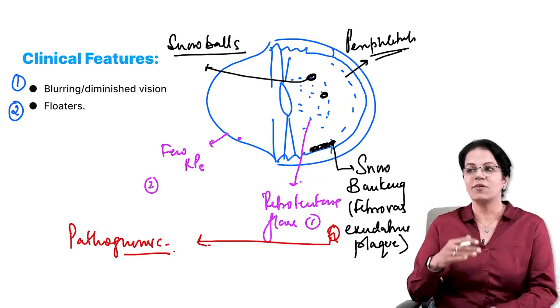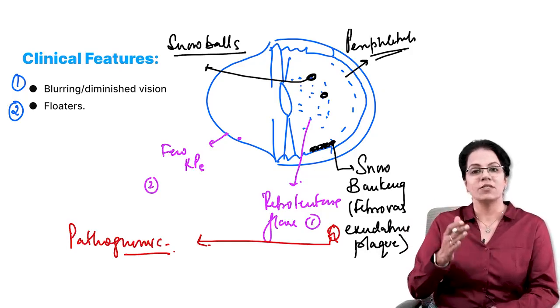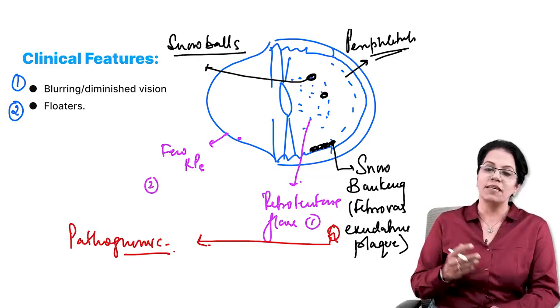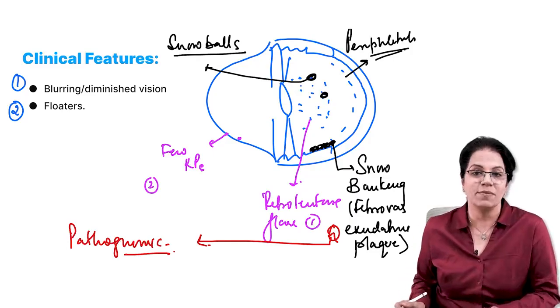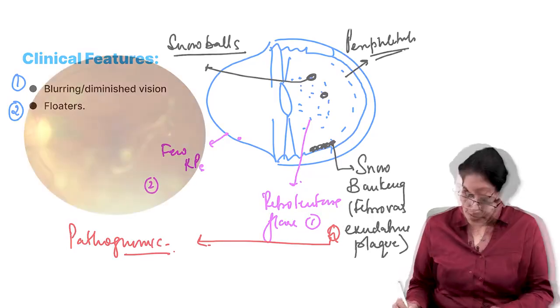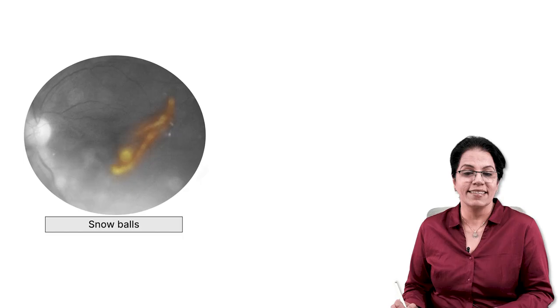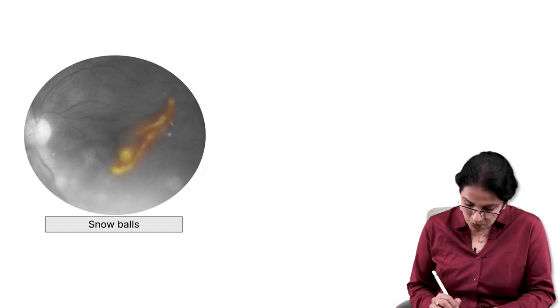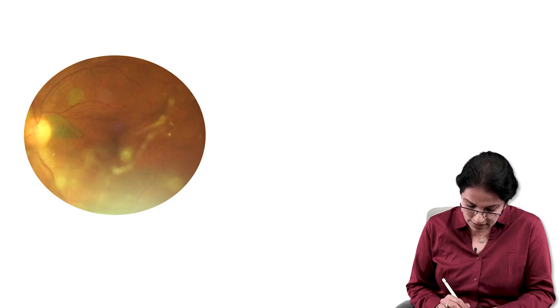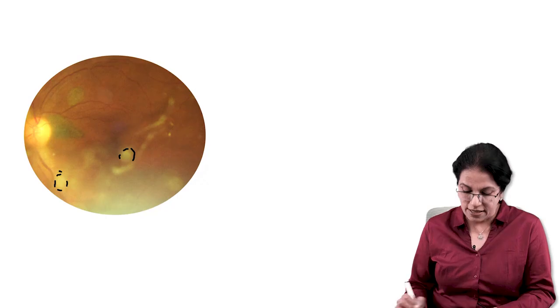Easy, no? Retrolental flare, snowballs, snow banking, few KPs, periphlebitis. Just make the diagram. Okay. So, these are the snowballs. Of course, these circular ones are the snowballs. Okay. So, if I say this is the snowball, this is the snowballs, floating in the vitreous.